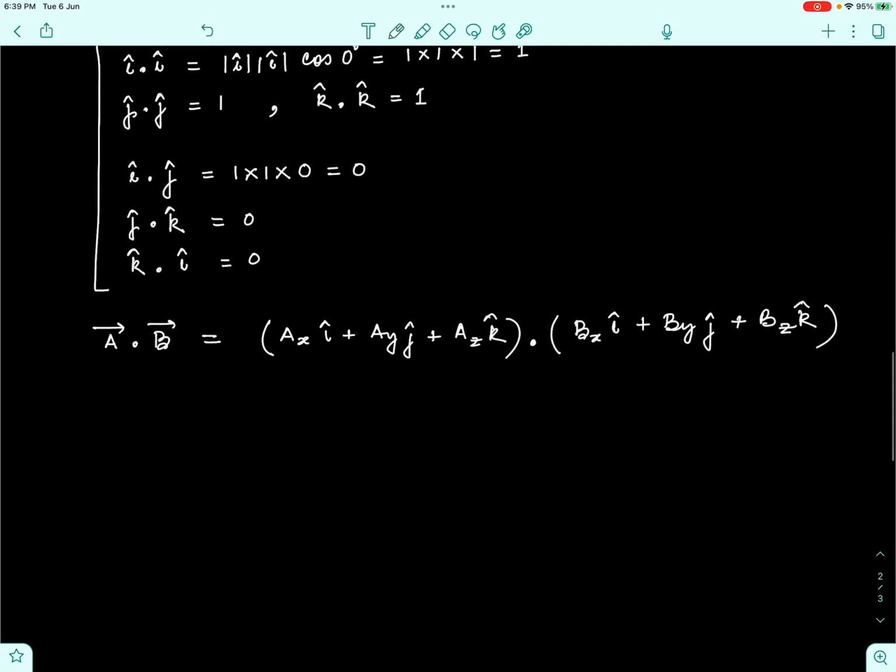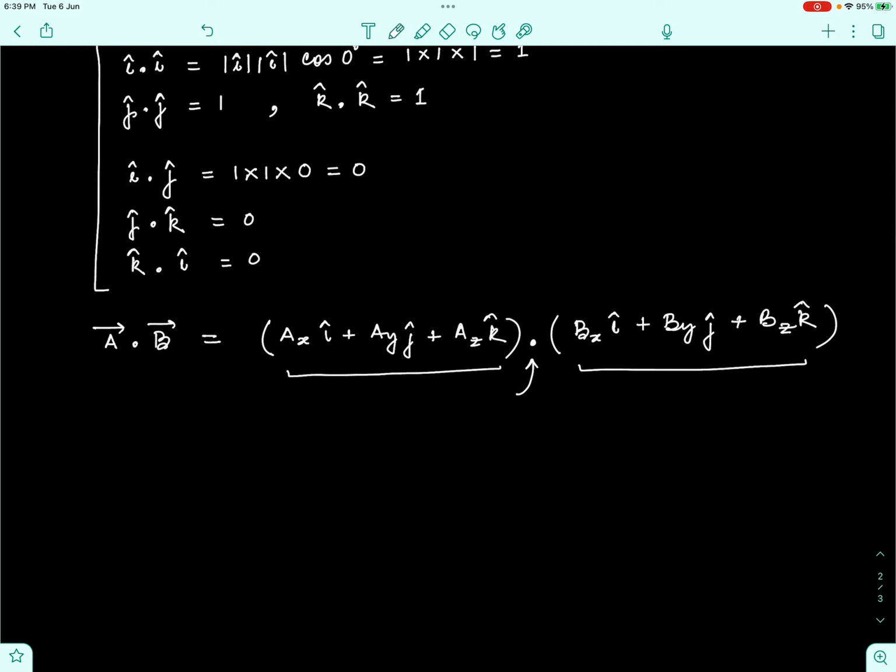Now, what we are going to do is, since this is a product that we are trying to do and we have an expression containing 3 terms here in the bracket and 3 terms here in the bracket, which are in addition with each other, we will try to use the distributive law in multiplication.